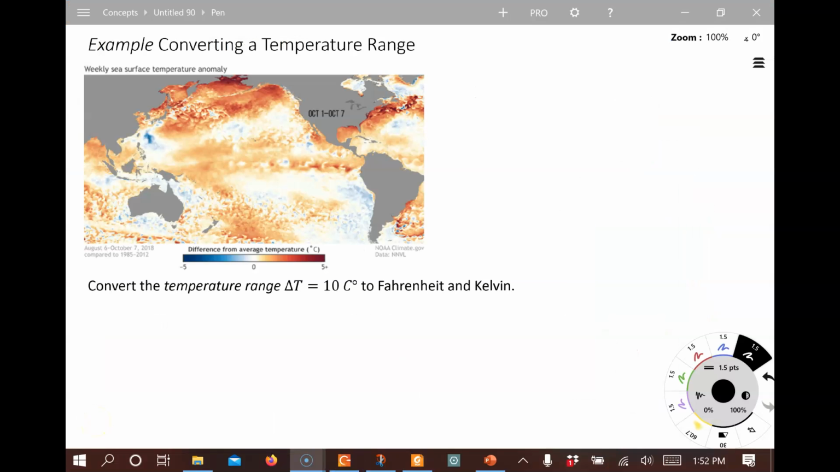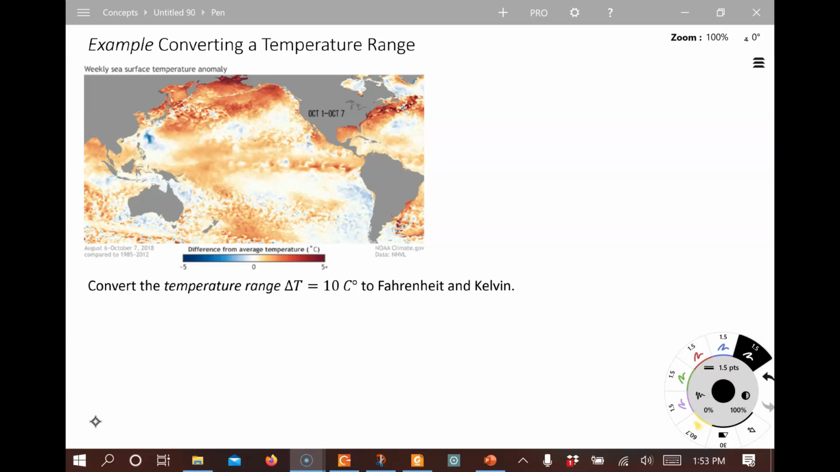Here we have a thermogram, a map of temperature variations of the ocean surface. This is measured by measuring the electromagnetic radiation that comes off the ocean, the same way that they measure your temperature with your forehead nowadays. So in this case, we're asked, convert the temperature range delta T equals 10 degrees Celsius to a temperature range in Fahrenheit and in Kelvin.